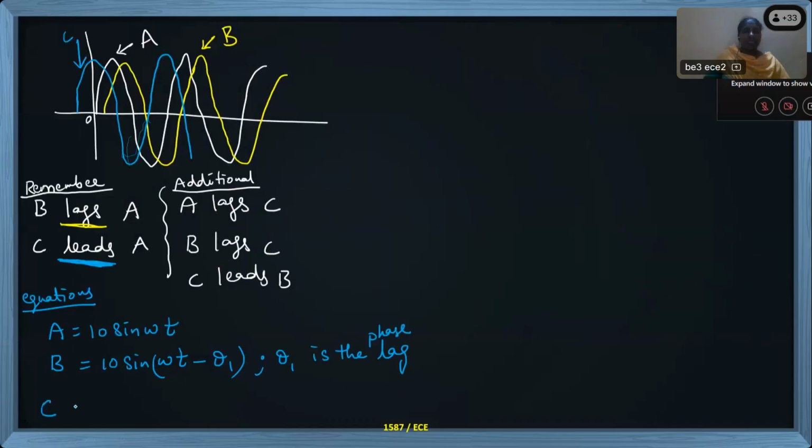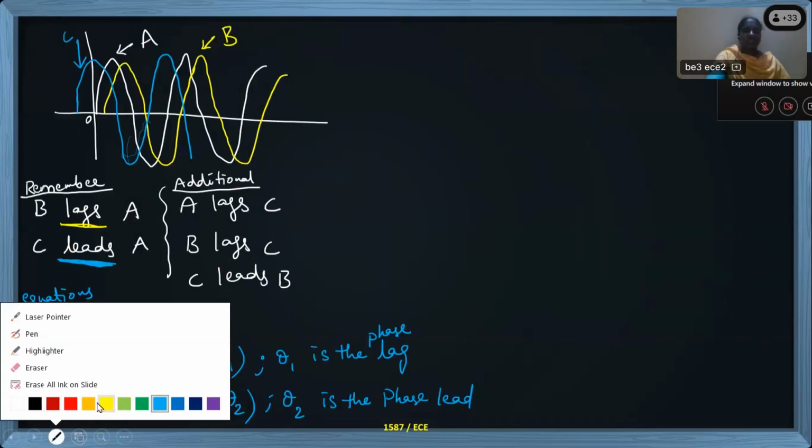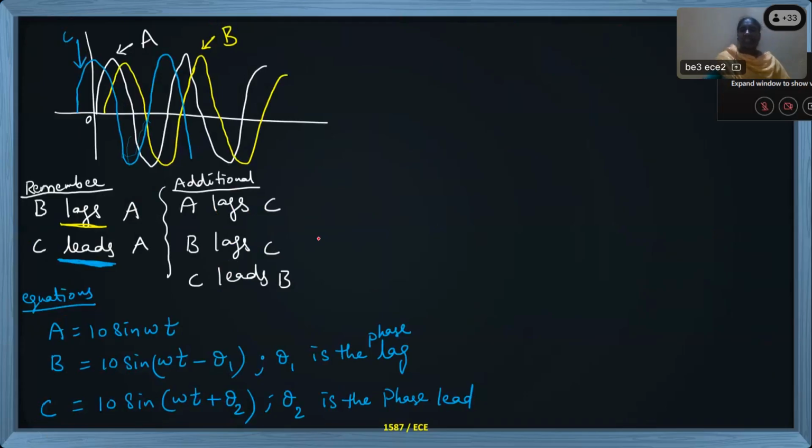Now similarly C, it is leading, so 10 sine omega t plus theta 2, because all the 3 waveforms are of same height. So I am taking 10 amplitude common for all the white, yellow and blue color waveforms. Now this theta 2 is the phase lead. How much angle it is leading, that phase lead is theta 2. We cannot say both of them, lead and lag, are of same angle. That's the reason I am taking different representations, theta 1 and theta 2.